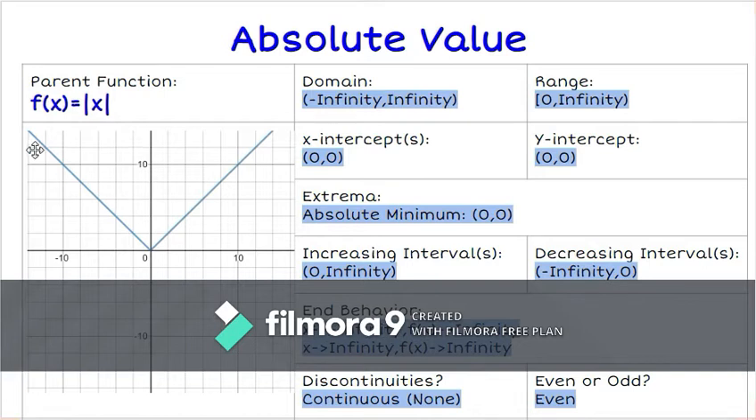at negative infinity, which is the left end of the graph, we see that it is going upwards towards positive infinity, and then on the right side of the graph we see that it is again going upwards to positive infinity.